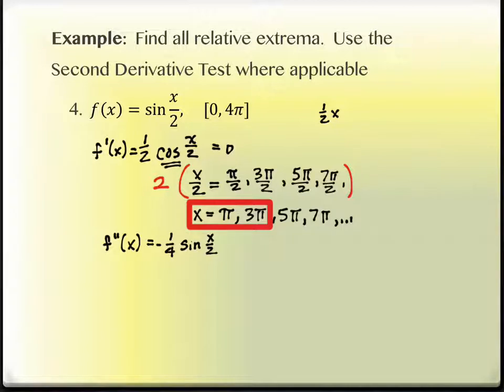Because we're cleaning things up kind of as we're moving along, since I don't have a lot of cleanup to do. And I'm using then the second derivative to evaluate the points that I've got. So that's the second derivative at pi, and the second derivative at 3 pi. Okie dokie, so if I plug in negative 1/4 sine, and this is now pi over 2, what's the sine of pi over 2?